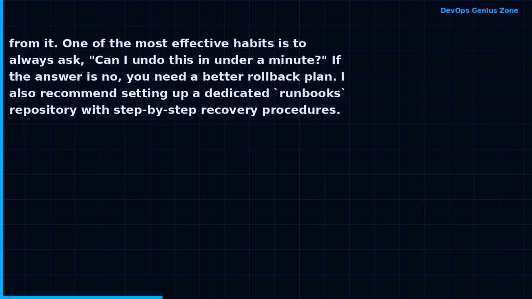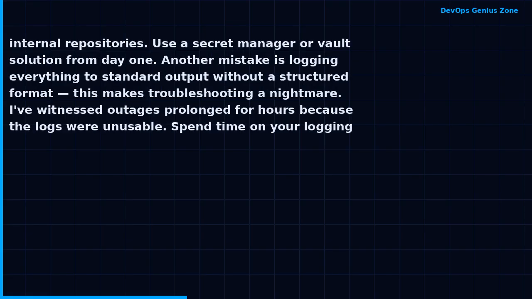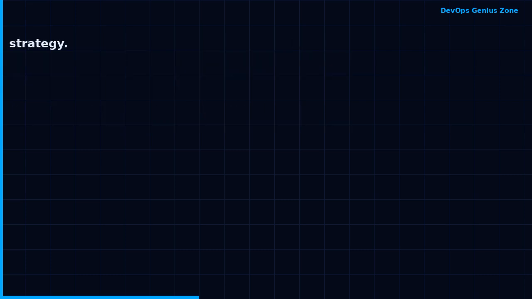The most common mistakes I see junior DevOps engineers make are skipping the planning phase, ignoring security until the end, and not handling failures gracefully. Avoid these and you are already ahead of most candidates. For example, never leave sensitive credentials in plain text, even in internal repositories. Use a secret manager or vault solution from day one. Another mistake is logging everything to standard output without a structured format. This makes troubleshooting a nightmare. I've witnessed outages prolonged for hours because the logs were unusable. Spend time on your logging strategy.